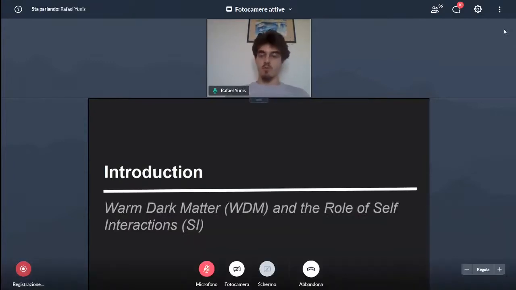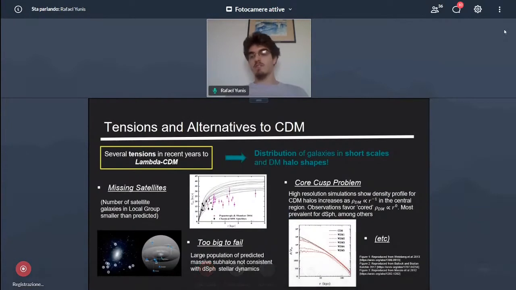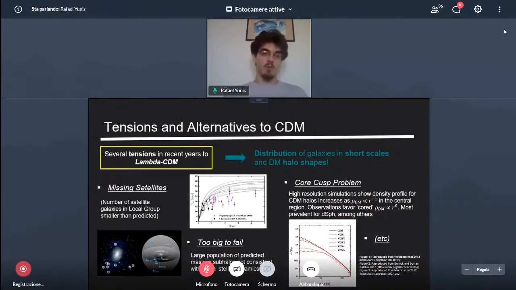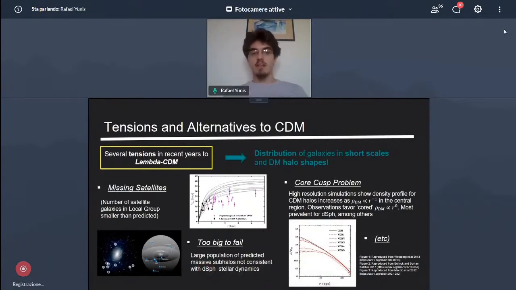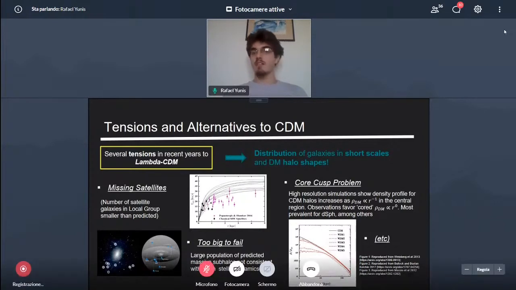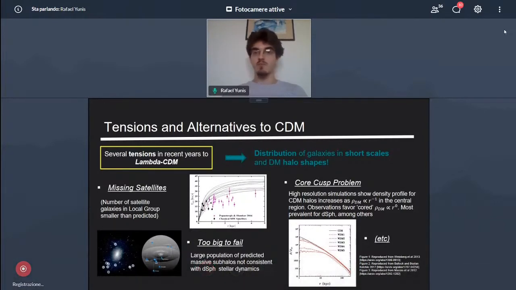Now, talking about warm dark matter and self-interactions, we'll first discuss tensions and alternatives to cold dark matter. There have been tensions in recent years to the ruling cosmological paradigm, lambda cold dark matter, most of all on short scales. For example, the missing satellites problem, that there have historically been fewer observed satellite galaxies of the Milky Way than the ones predicted. Also, these galaxies should be too big to fail to produce stars. And also in the distribution of the dark matter itself, cold dark matter only simulations show steeper profiles than the ones favored by observations in the center.